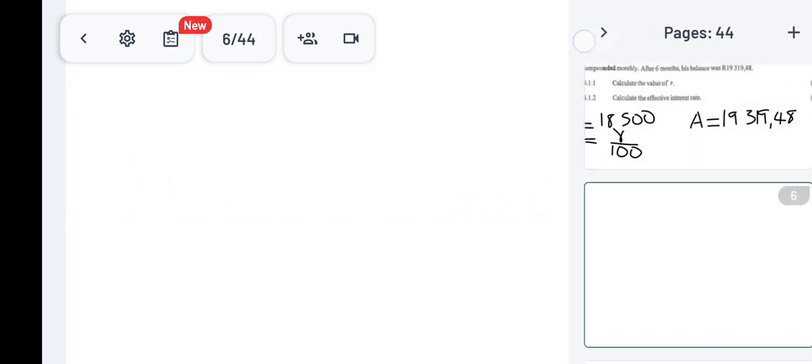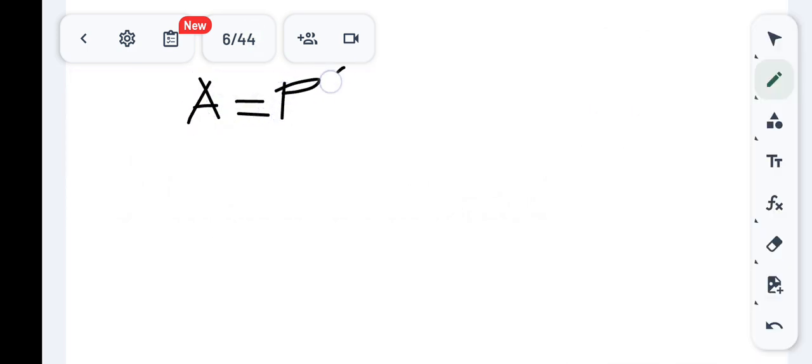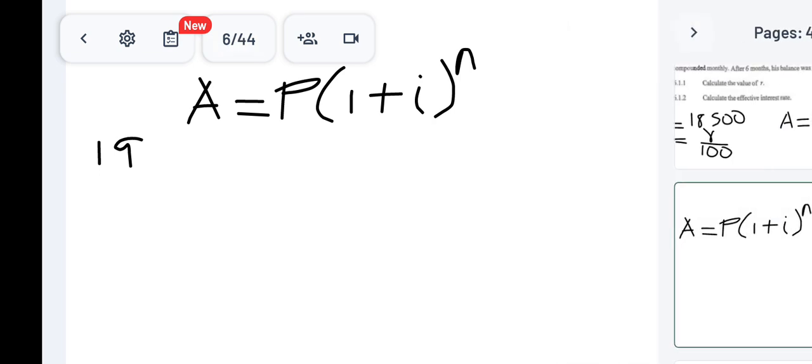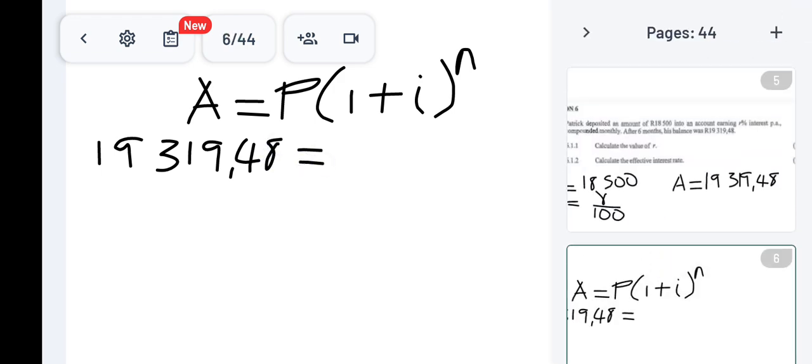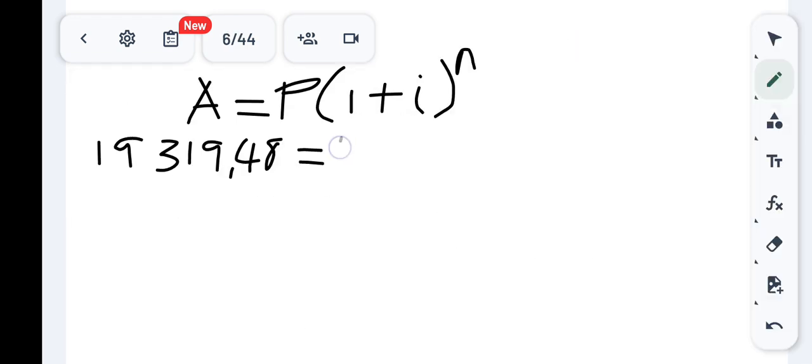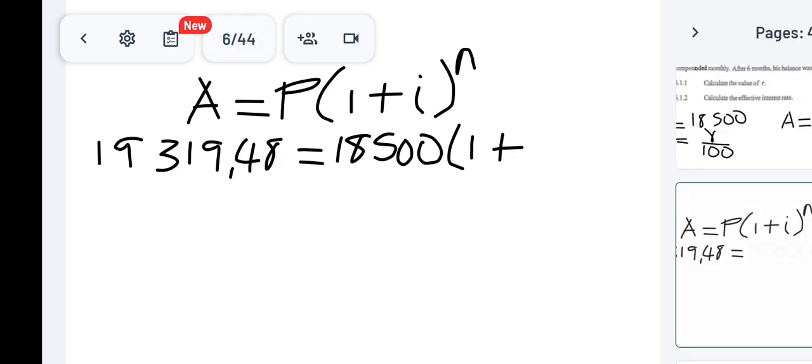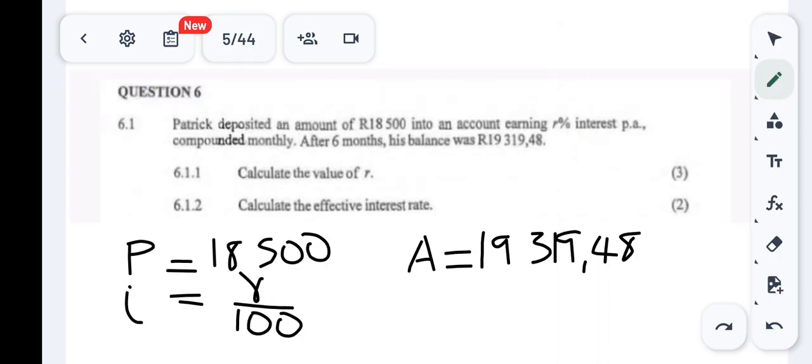So we said this is compound interest. Okay, so A is equal to P into 1 plus i, all to exponent n. This is the formula that we are dealing with for compound interest. In this case, I've got A, so my A is 19,319.48. And then I've got P, which is 18,500, into 1 plus R over 100. But remember, we are given a compounding period, compounded monthly, so I need to divide this by 12, right?